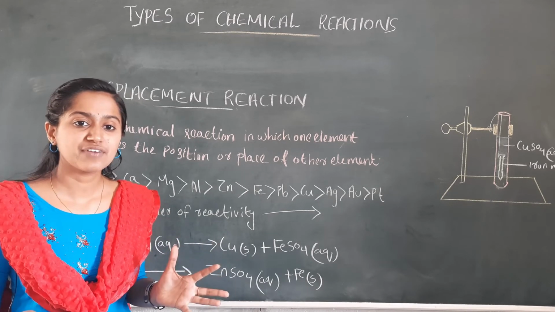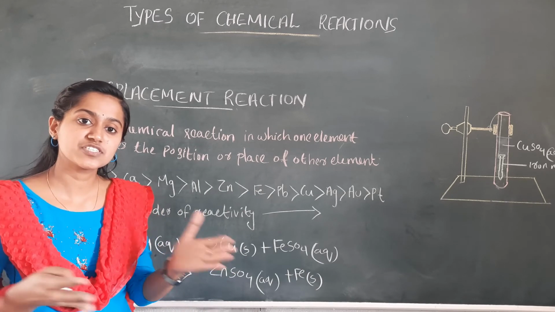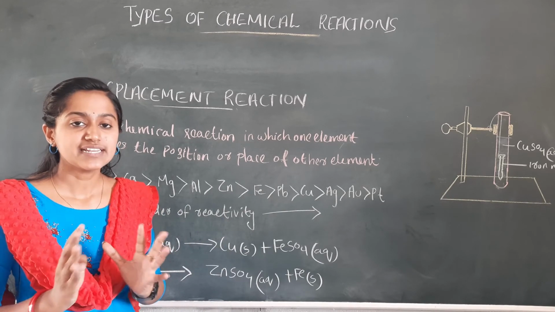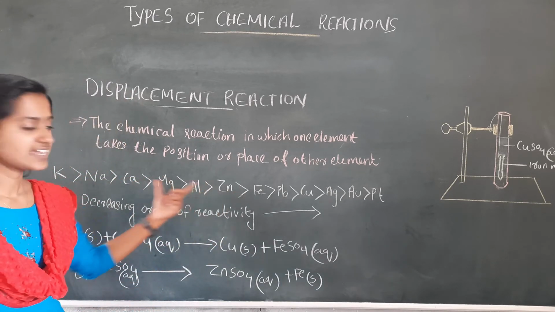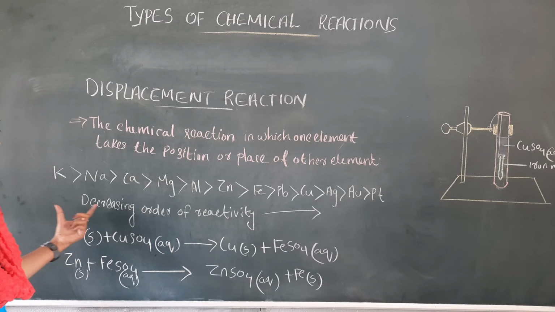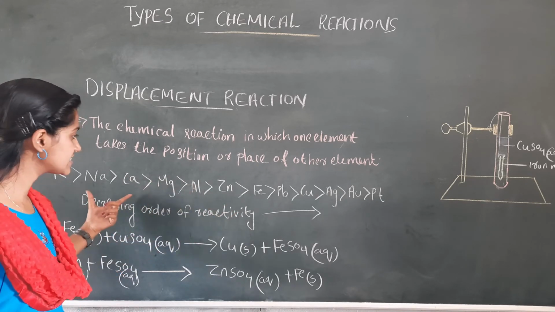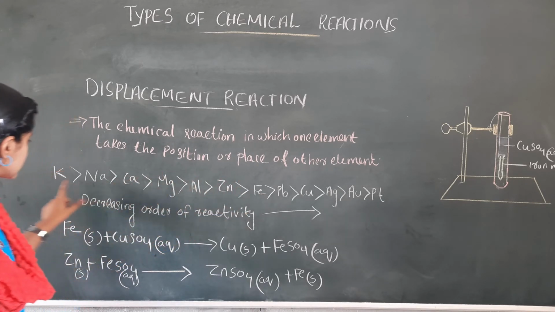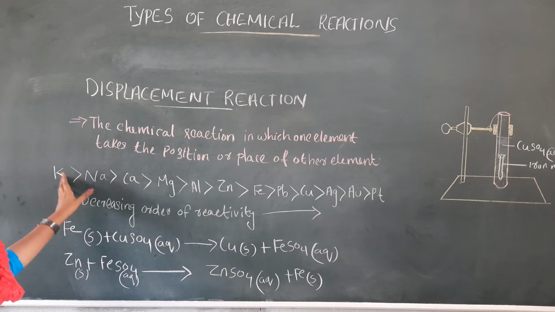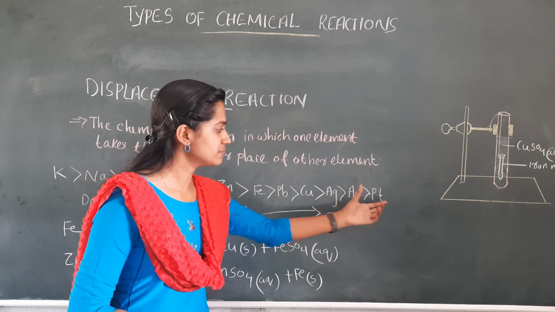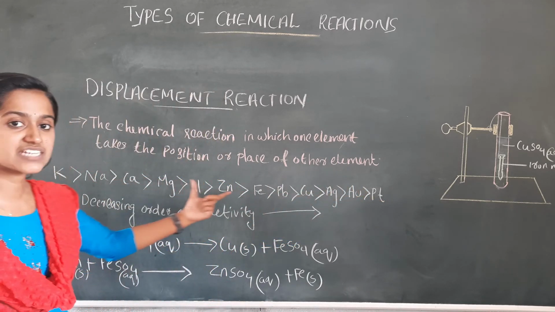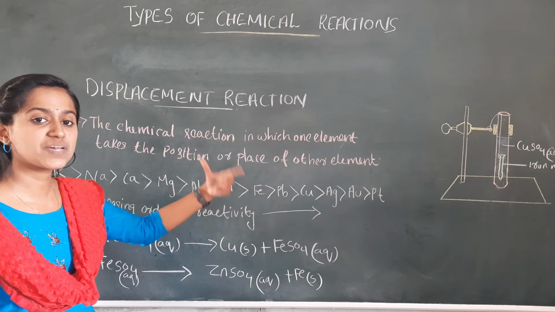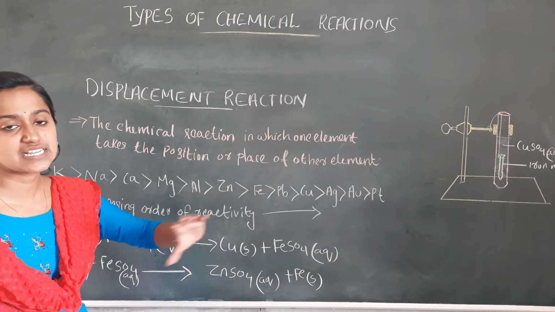How can you identify which metal is more reactive and which metal is less reactive? This can be identified by using a reactivity series. In the reactivity series, the reactivity of metals is arranged in decreasing order, which means potassium and sodium are highly reactive in nature, and platinum and gold are least reactive in nature. On the basis of this reactivity series, we can say which metal is more reactive and which is less reactive.